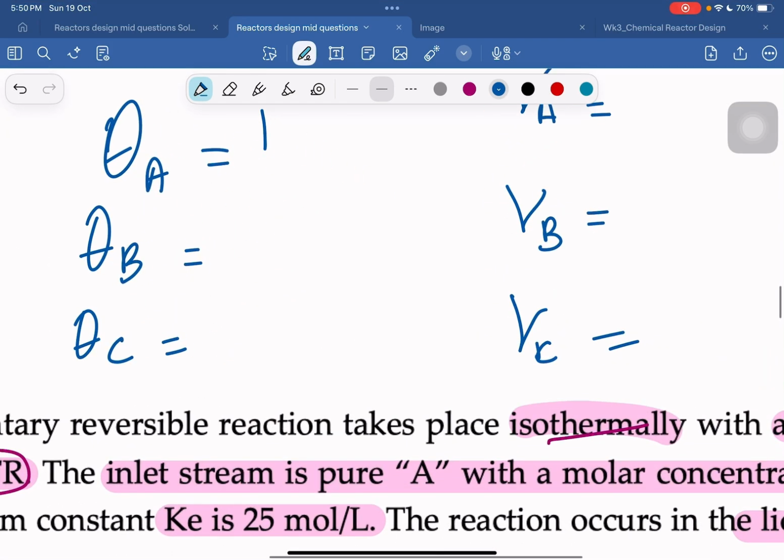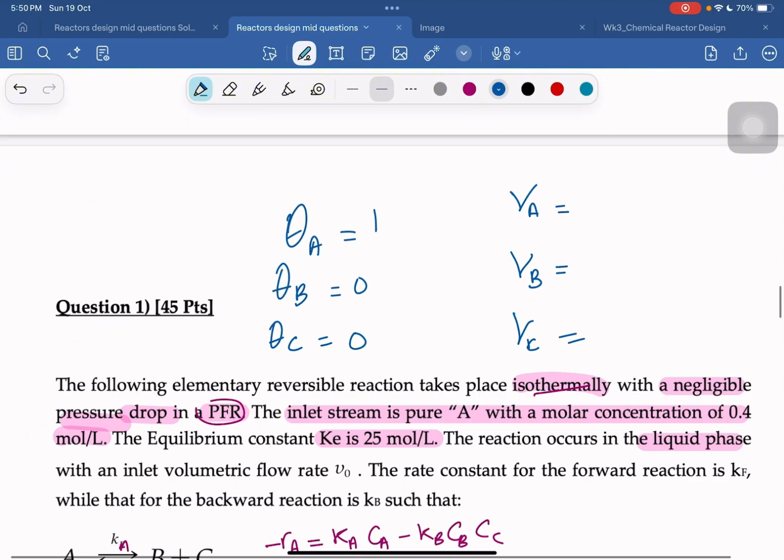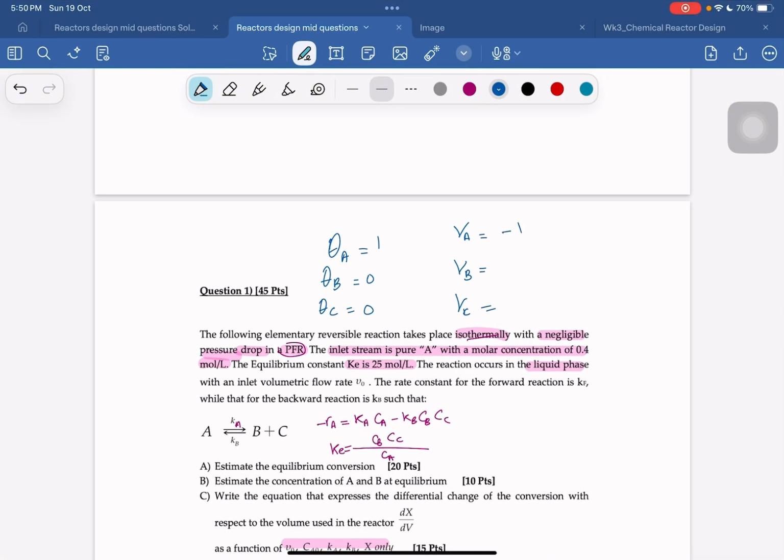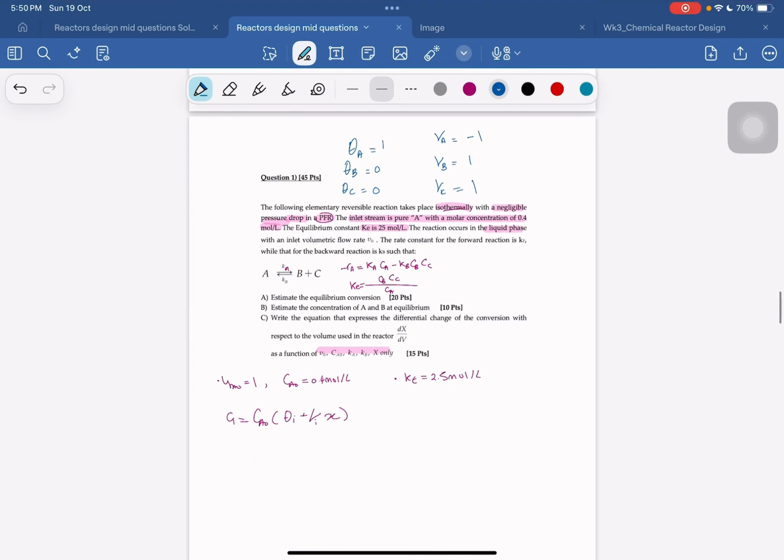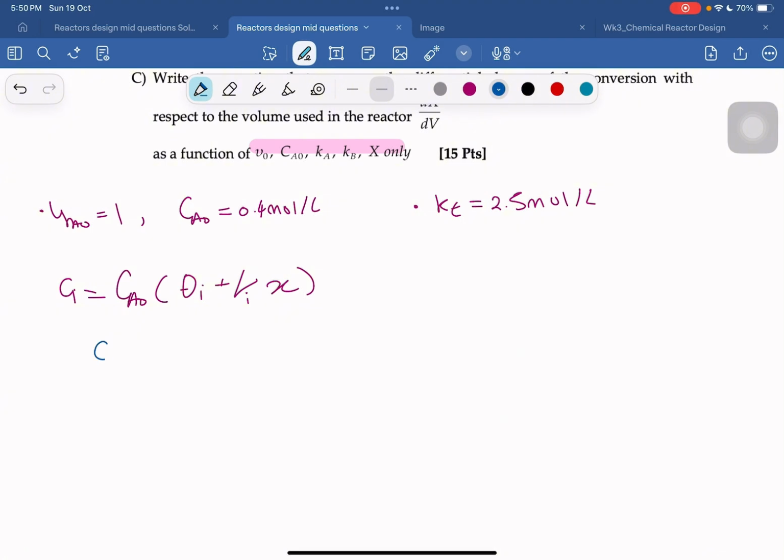Theta B and theta C: theta B is what? NB0 over NA0, but we don't have B initially, so this will be 0. And the same applies for C. Then the stoichiometric coefficient of A is -1, B is 1, and C is 1. Okay, so directly now we can substitute for A, B and C. CA is equal to CA0 times (1 minus x), and CB is equal to CA0 times x, and CC is equal to CA0 times x.